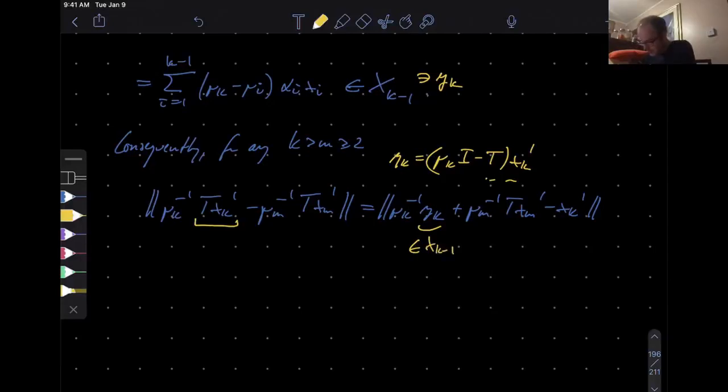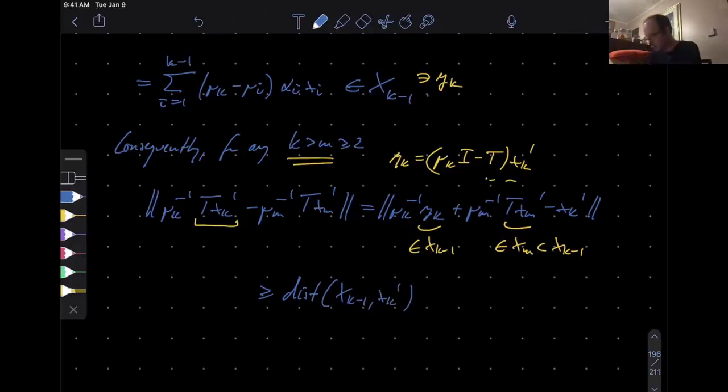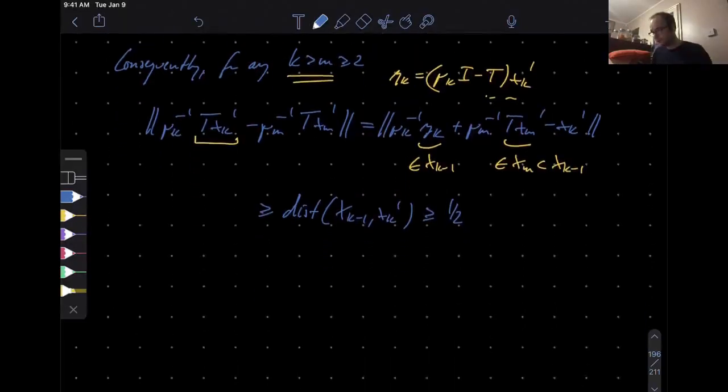Remember they are nested upwards, those X_k's, so this here is at least in X_m, which is in X_{k-1}, because m is strictly less than k. So these two guys up front are in X_{k-1}, which is the subspace. So that here is at least as big as the distance of x_k' to X_{k-1}, which is bounded by 1 over 2 by Riesz geometric lemma. Good.